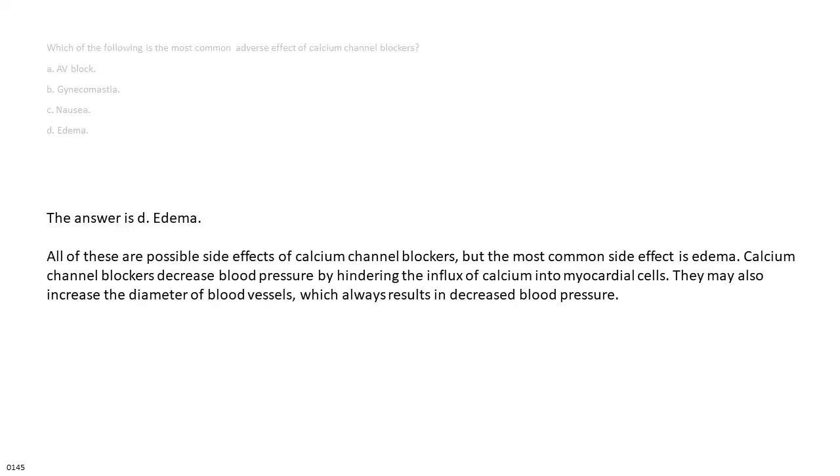Which of the following is the most common adverse effect of calcium channel blockers? A. AV block. B. Gynecomastia. C. Nausea. D. Edema.